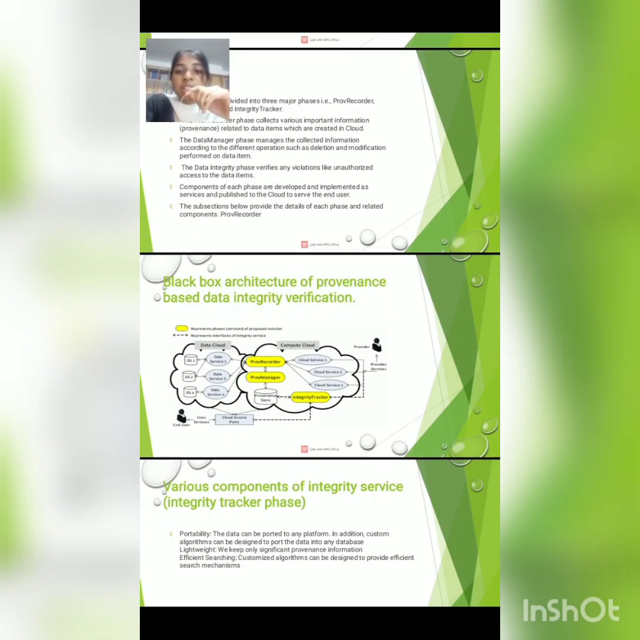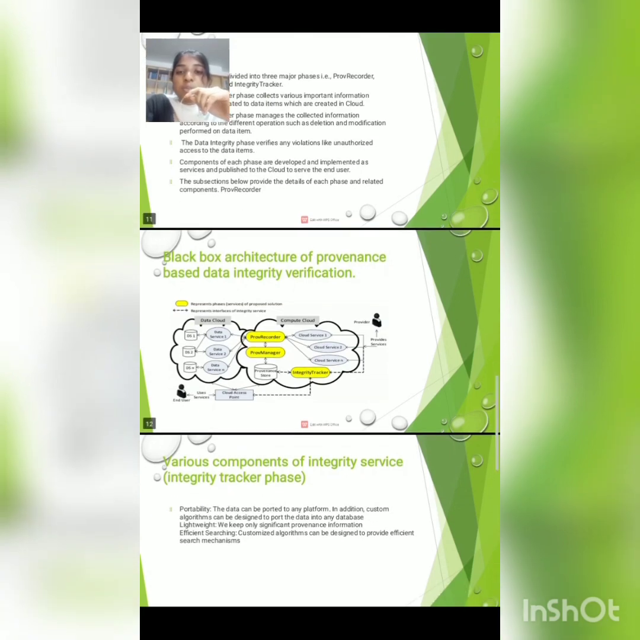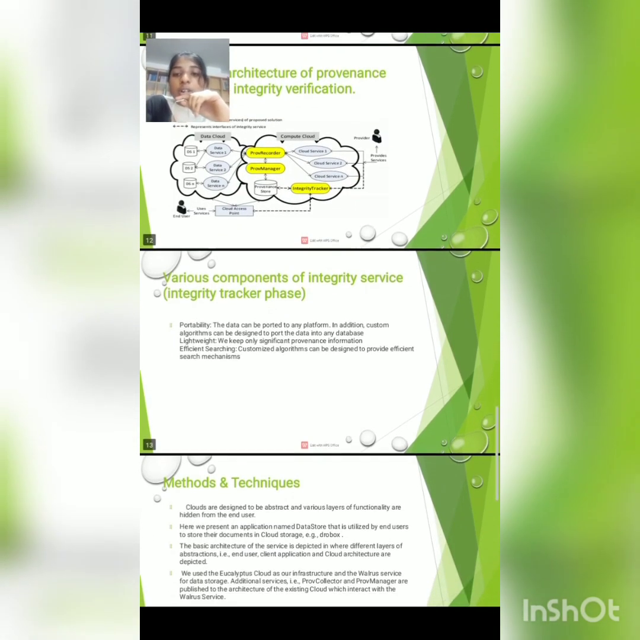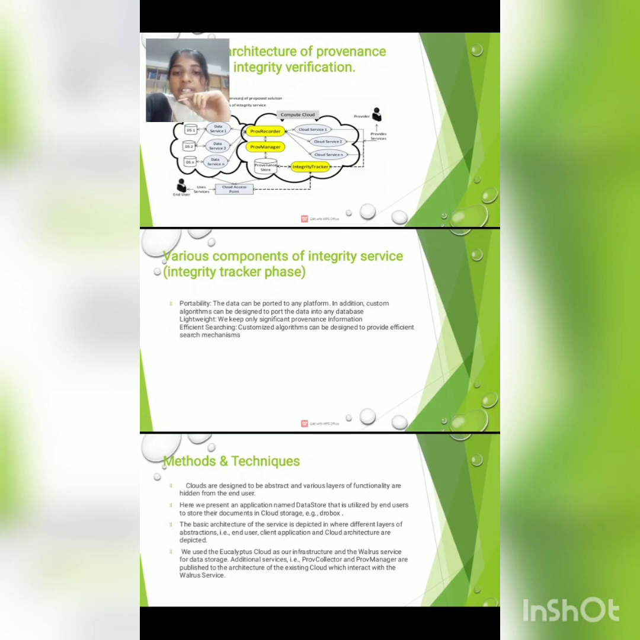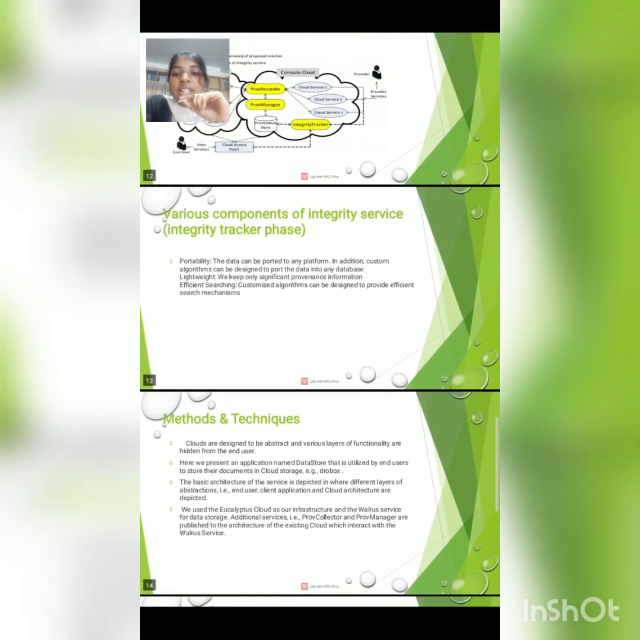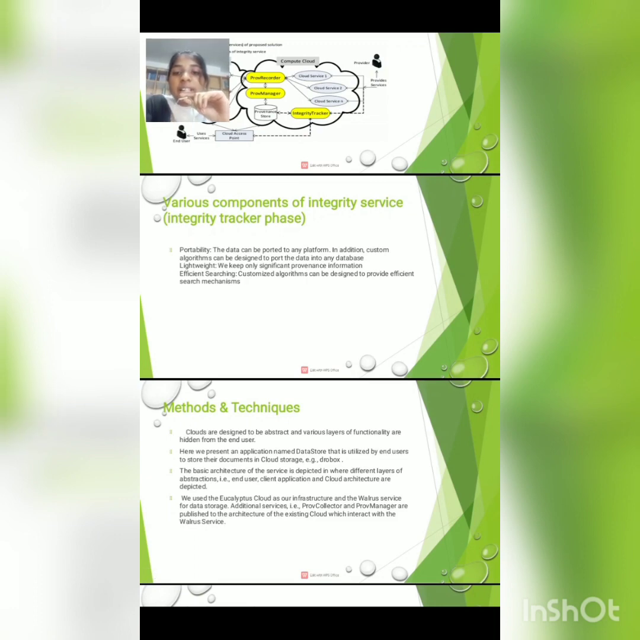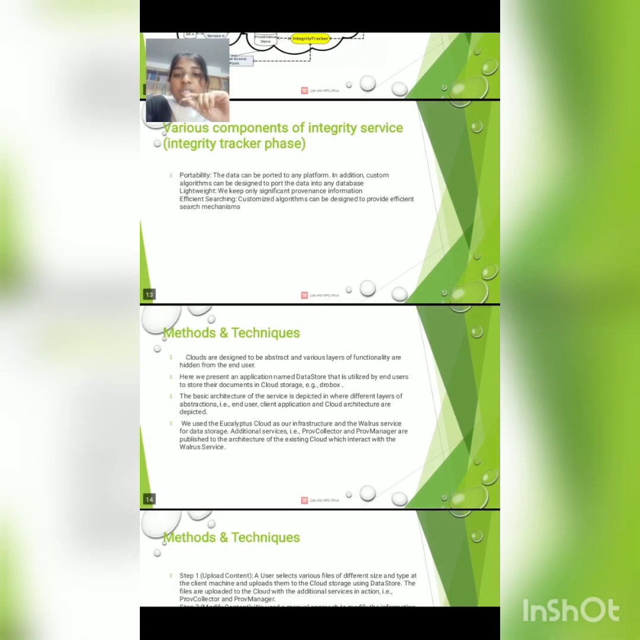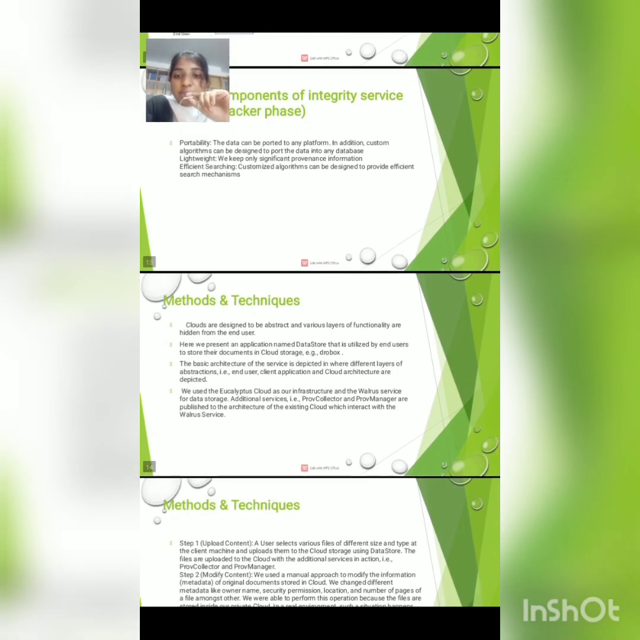The subsections below provide the details of each phase and later components, starting with the probe recorder. Here is a black box architecture diagram of provenance-based data integrity verification. The various components of integrity services, the integrity tracker phase, and the possibility that data can be ported to any platform. In addition, a custom algorithm can be designed to port the data into any database. It is lightweight, as we keep only significant provenance information. For efficient searching, a customized algorithm can be designed to provide efficient search mechanisms.